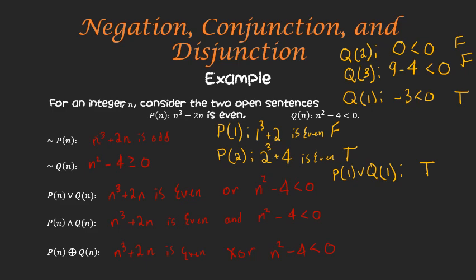And then P of n and Q of n, well, let's do the same thing with P of 1 and Q of 1. In this case, we know P of 1 is false, while Q of 1 is true. In order for a conjunction, the and statement, to be true, both have to be true. And so in this case, that's not happening, and so this is false. Right? This is false because P of 1 was false.